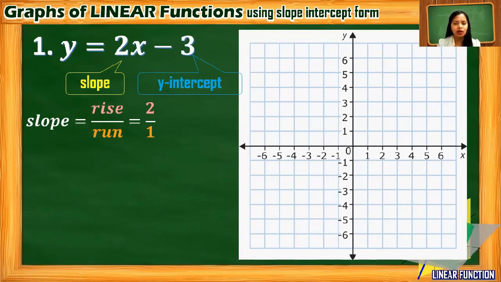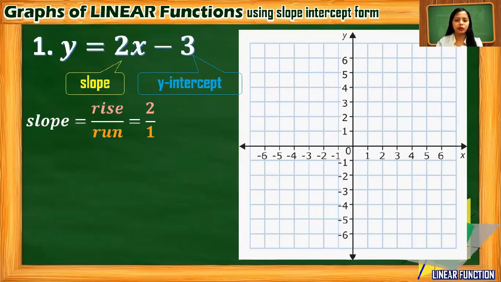Now, how will we know how many units we are going to move up or down and left or right from the given function? The value of our numerator and denominator will identify how many units we are going to move up or down and left or right from the first point.